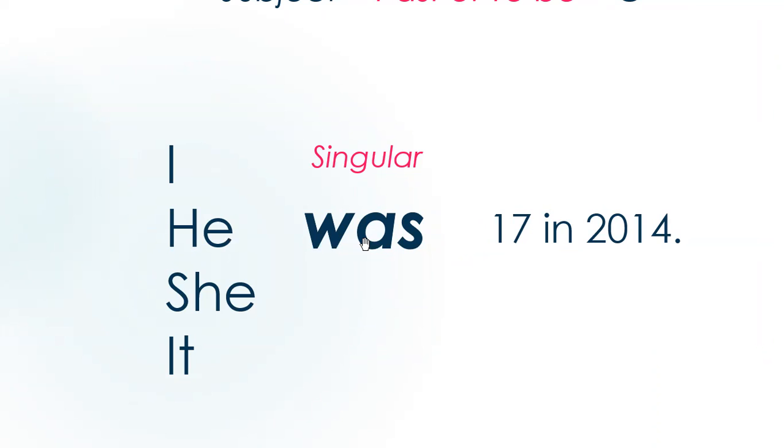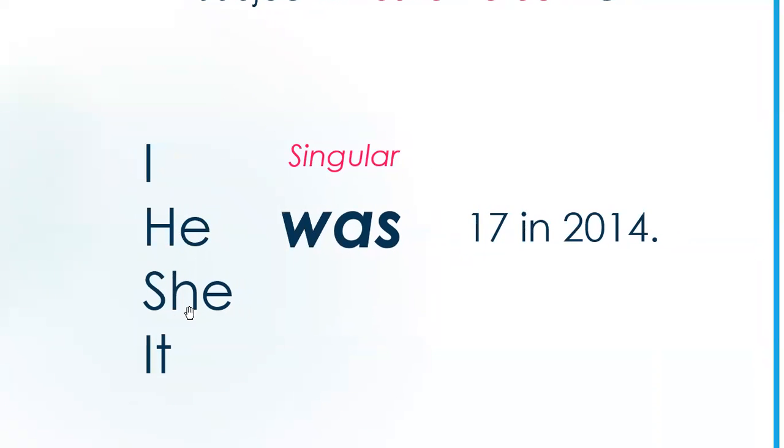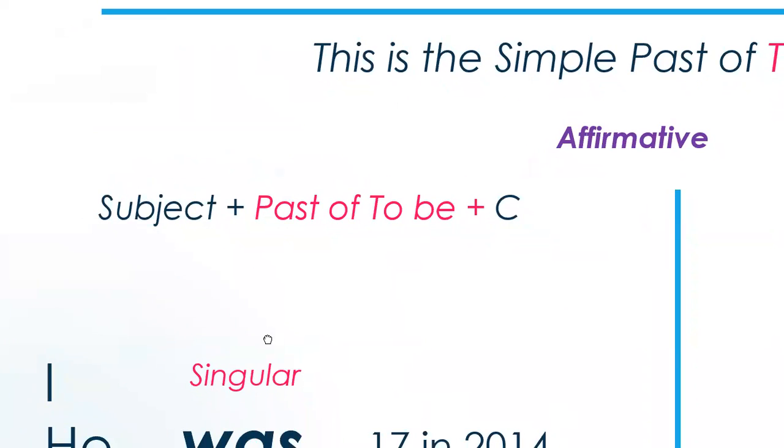All right, the second subject, check. He was. Was. Correct. Next, subject number three. She was 17 in 2014. Correct. And the final one. It was 17 in 2014. Correct. Okay, what are the subjects that you're going to use with was? He, she, and it. That is singular. Verb to be in simple past in singular.